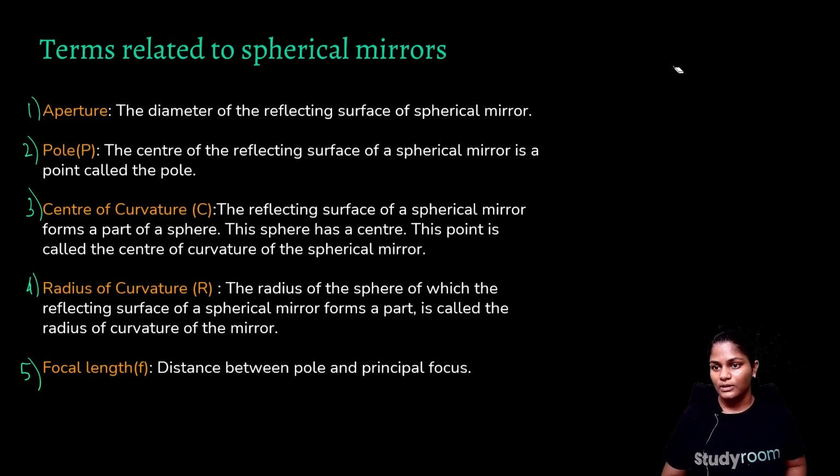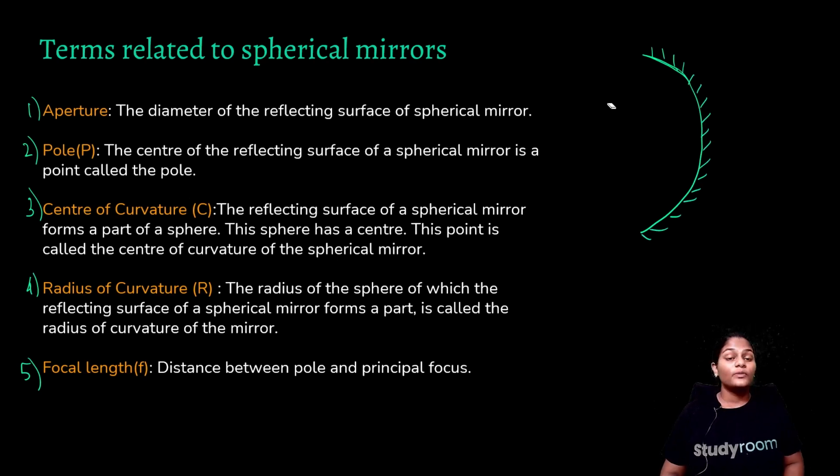Okay. Now I'll be drawing a concave mirror like this. Can you see? It's caving inside like this. Okay. Now I'll draw the non-reflecting surface right here. Okay. Now we're going to do the first term, that says the aperture. So it says the diameter of the reflecting surface of the spherical mirror.